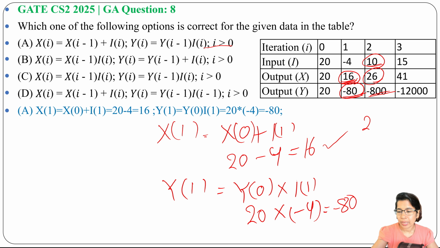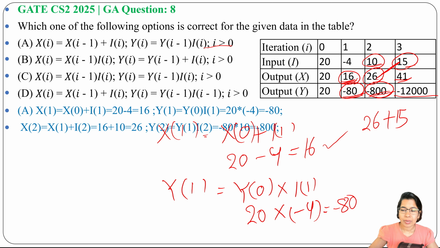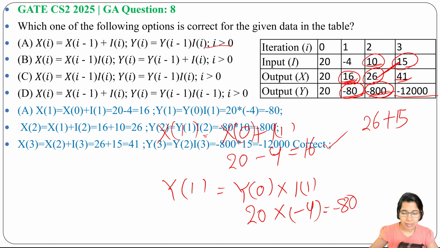Next check x3 and y3. x3 will be 26 plus 15. It's 41. So 26 plus 15, 41, true. And y3 equals minus 800 multiplied by 15. It's minus 12000. This is true. So x1, y1, x2, y2, x3, y3 all satisfied. Hence option A is true.